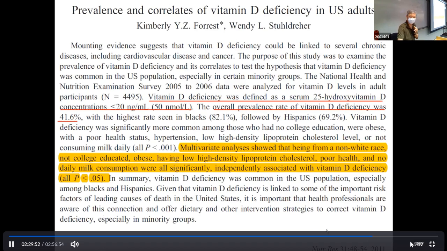Prevalence, and this is 10 years ago, okay, prevalence and correlates of vitamin D deficiency in US adults. Multivariate analysis showed that being from a non-white race, not college educated, and so on, were independently associated with vitamin D deficiency. Vitamin D deficiency was defined as vitamin D less than 20, okay? So this is what we call the cutoff point, okay? Overall prevalence of vitamin D deficiency was 42% in the US.